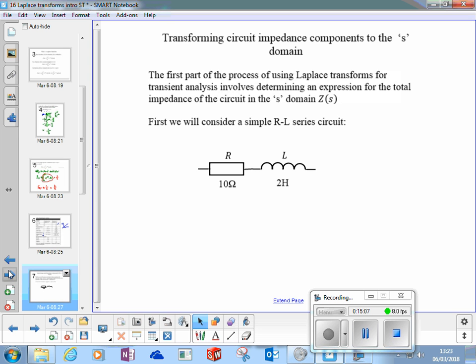So, let's have a look at our first circuit. We're going to look at the first step this week, and that is the circuit without a source and getting the impedance of that circuit into the S domain. Okay? So we need to get what the impedance in the S domain is. So R in series with L. What would it be in the time domain? How do we express the impedance of that?